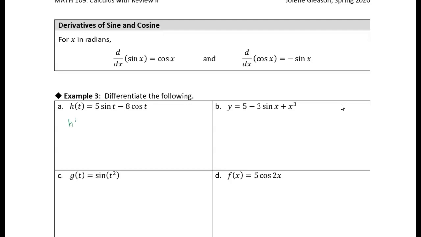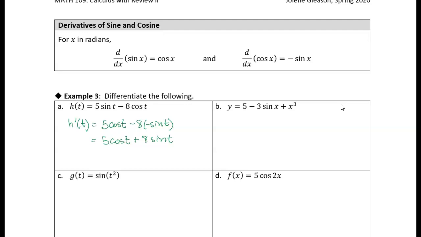So the derivative of h of t is equal to 5 times the derivative of sine of t, which is cosine, okay, minus 8 times the derivative of cosine of t, which is going to be negative sine of t. Okay. Now it'd probably be good to clean that up because I have a negative 8 times a negative sine t. So I can rewrite that as 5 cosine t plus 8 sine t. Okay, just because a negative times a negative is positive.